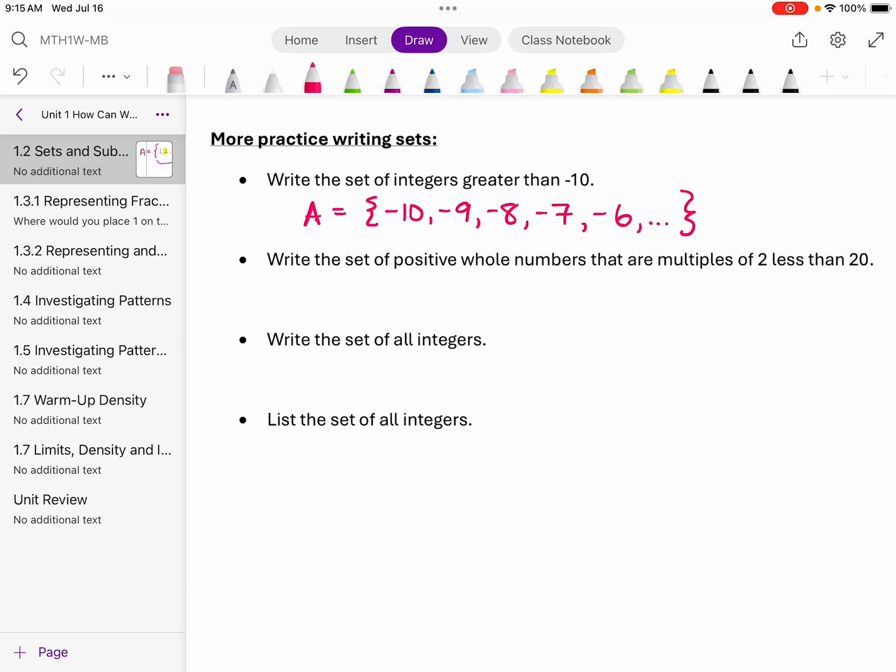So that's set A. All right, now I want you to try, we're going to call this one set B. So take a second and write the set of positive whole numbers that are multiples of 2 less than 20.